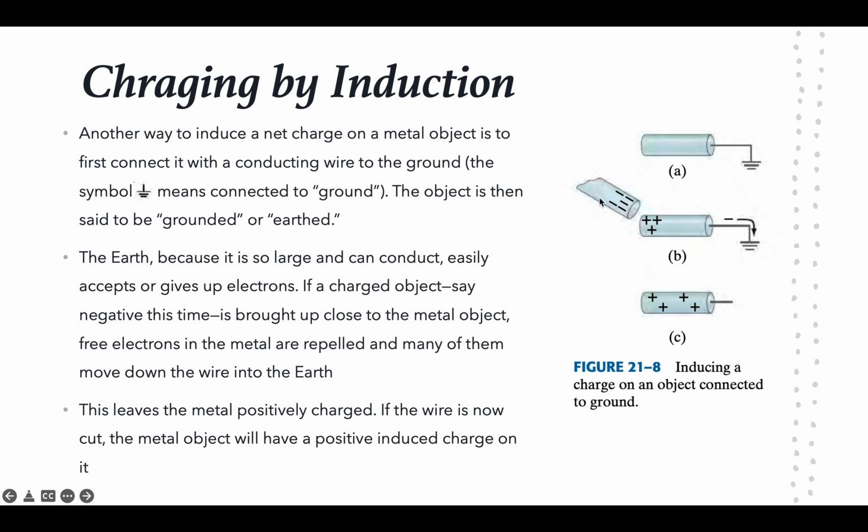We bring a charged object near it, let's say in this case negative instead of positive, just for kicks, right? Then the positive charges of the rod are going to be attracted to the negative side. The electrons are going to be repelled by the negative side and are going to go into the earth through this wire. Then when we cut this wire, the remaining metal rod, which was initially neutral, will now have a positive charge. Okay? And this is charging by induction.